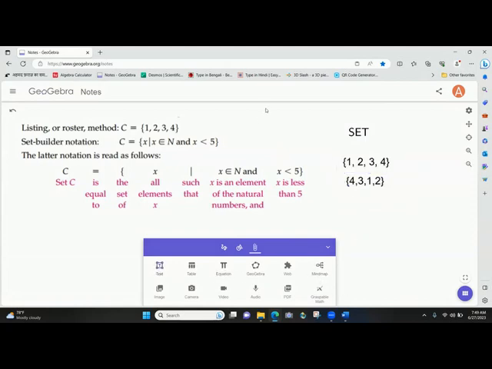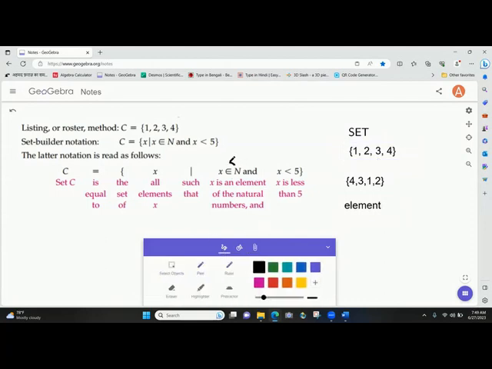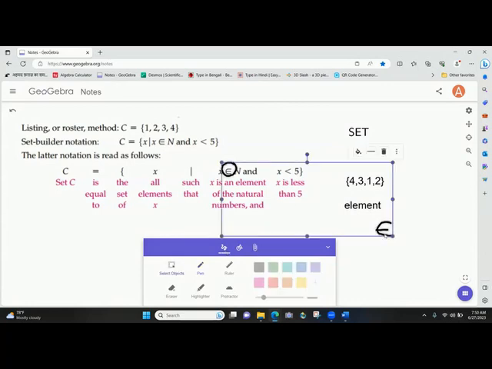One more word. What is an element? An element is a member of a set. 4 is an element of this set. 3 is an element of this set. Now, we write the symbol for element like this, like the euro sign. But anyway, we're going to see it. So once again, we learned two words so far. A set is a collection of objects. Those individual objects are called elements. An element belongs to a set.